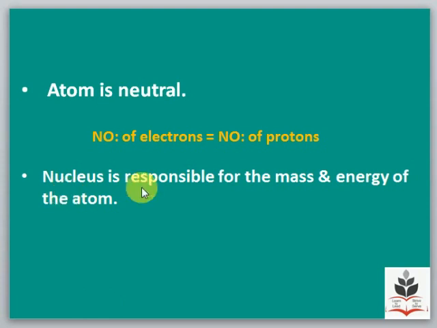The nucleus is responsible for the mass and energy of the atom. As you know, the mass of the atom is mainly because of protons and neutrons. The mass of the electron is not included in that because it is negligible. So if the mass of the atom is mainly because of protons and neutrons, and they are present in the nucleus of the atom, so mass is also present in the nucleus.